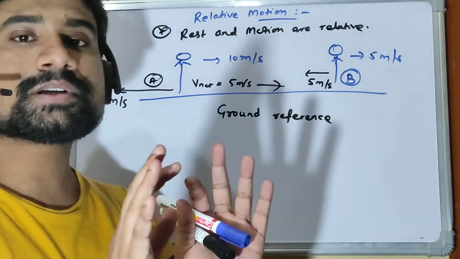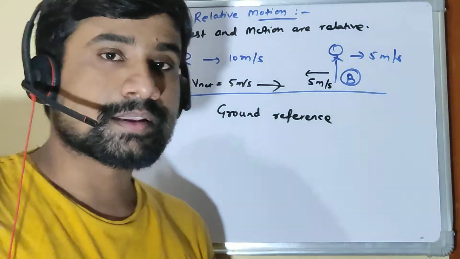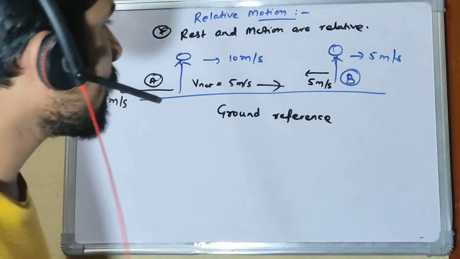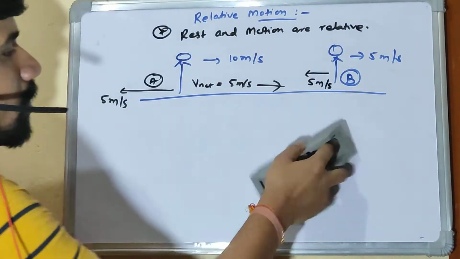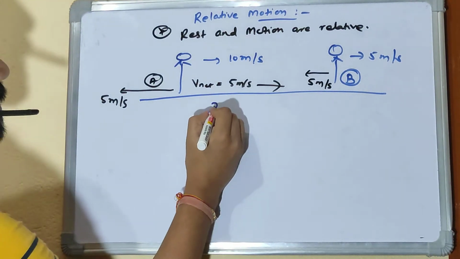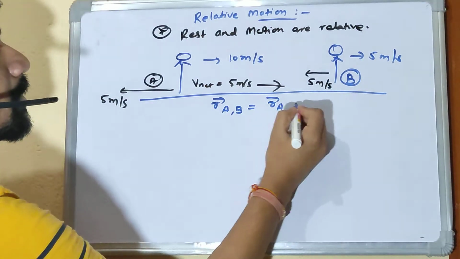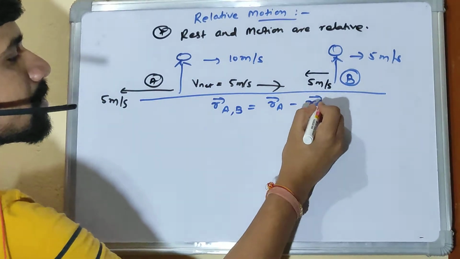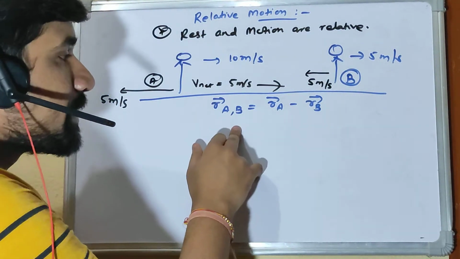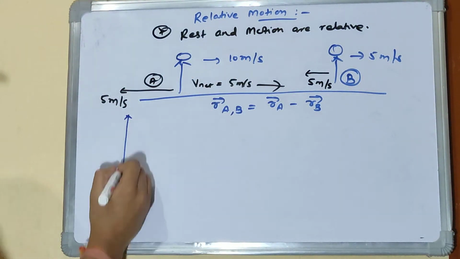So as of now I talked about just the velocity, but there can be more terms. There can be acceleration as well, there can be position, there can be anything. Generally, the relative position of a vector a with respect to b is always given by position vector of a minus position vector of b. Let's understand graphically.